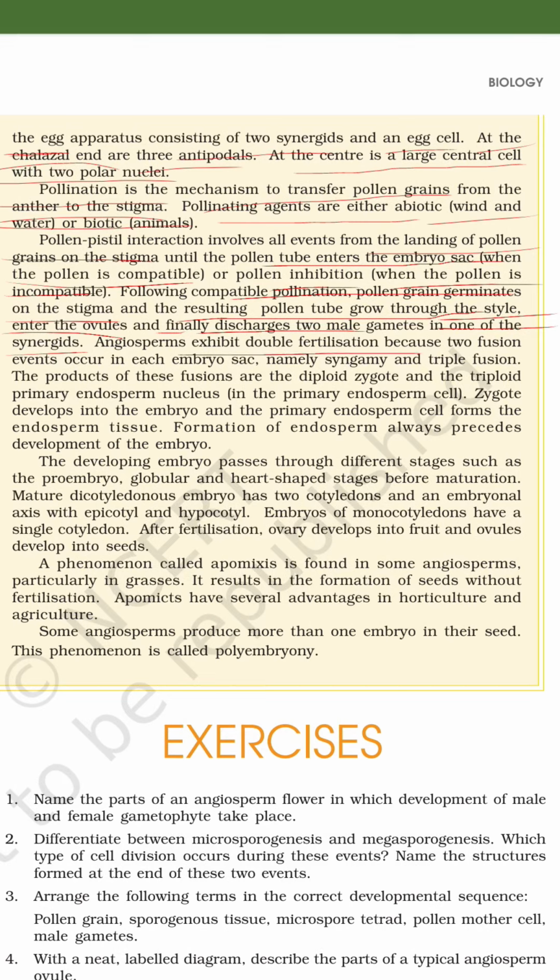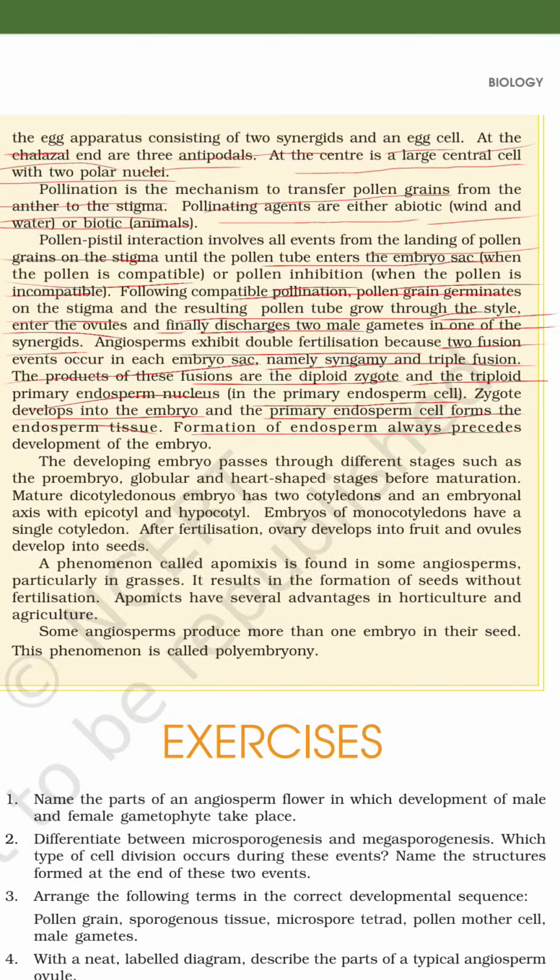Angiosperms exhibit double fertilization because two fusion events occur in each embryo sac, namely syngamy and triple fusion. The products of these fusions are the diploid zygote and the triploid primary endosperm nucleus. The zygote develops into the embryo, and the primary endosperm cell forms the endosperm tissue.